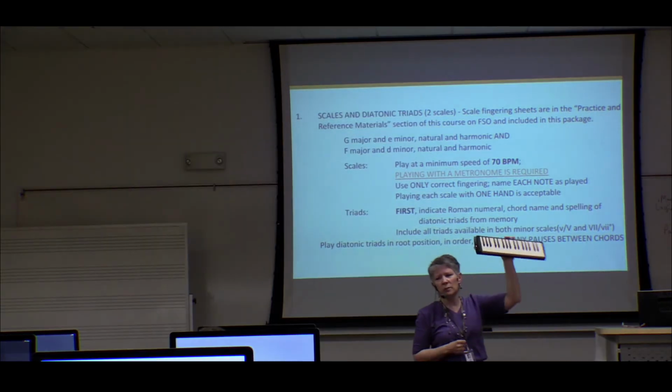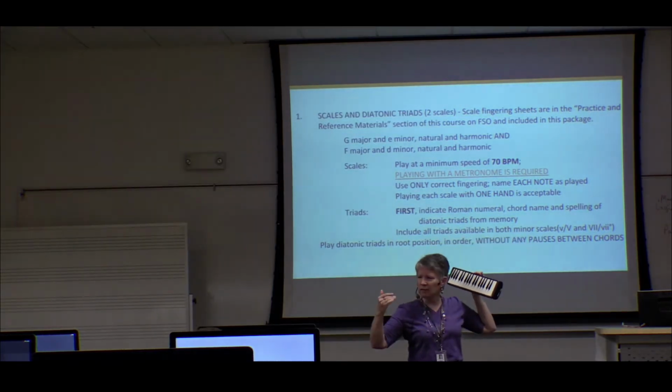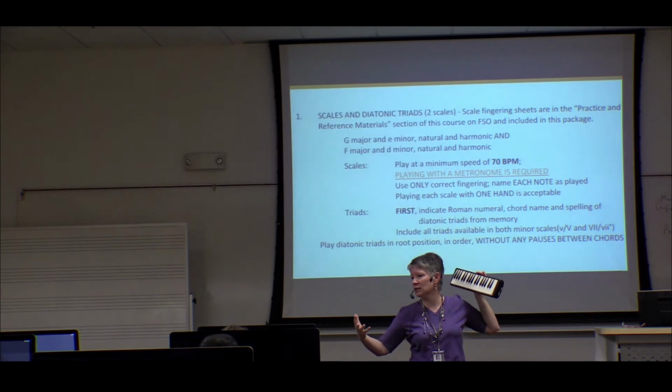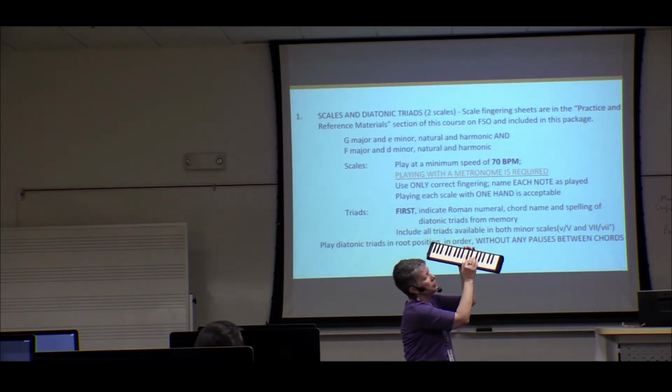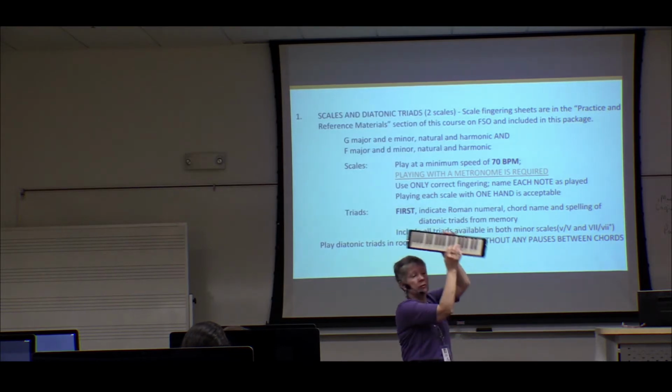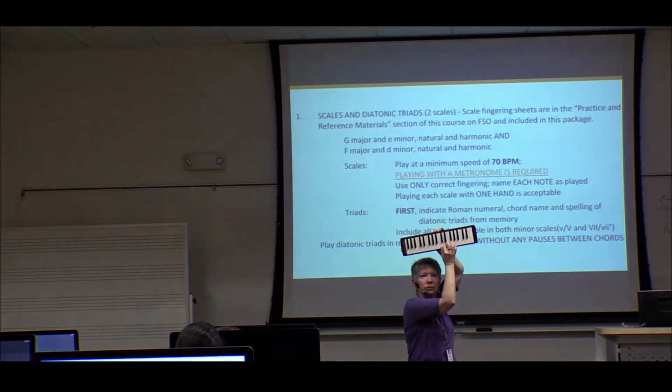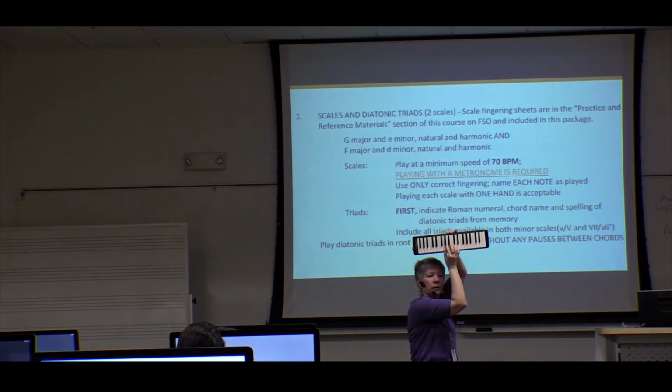A metronome is required. So G major, here you go. Common fingering for like half of the 12 possible scales. With right hand it is 1, 2, 3. Thumb goes under, 1, 2, 3, 4, 5, and you just reverse it coming down, 5, 4, 3, 2, 1, 3, 2, 1. Okay?